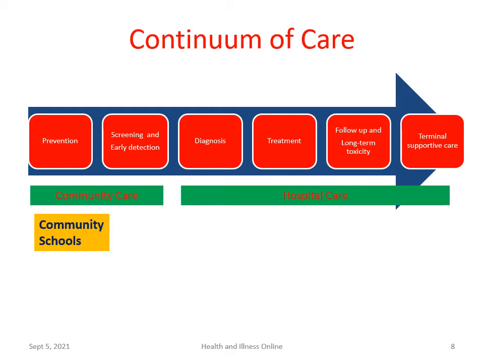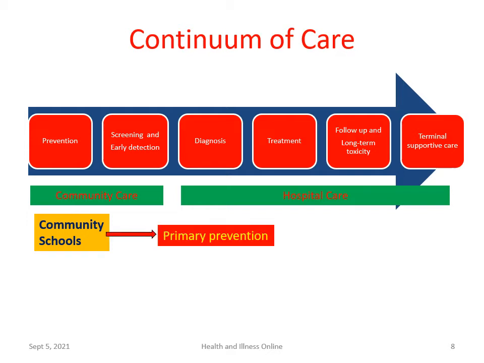And the first two parts, prevention and screening, occur in community care, something which you have probably observed and read a lot in your previous course in the hospital and community attachment. And the last four boxes of diagnosis, treatment, follow-up, toxicity, and terminal supportive care are mainly seen in the hospital care, which you would be seeing over the next several years.